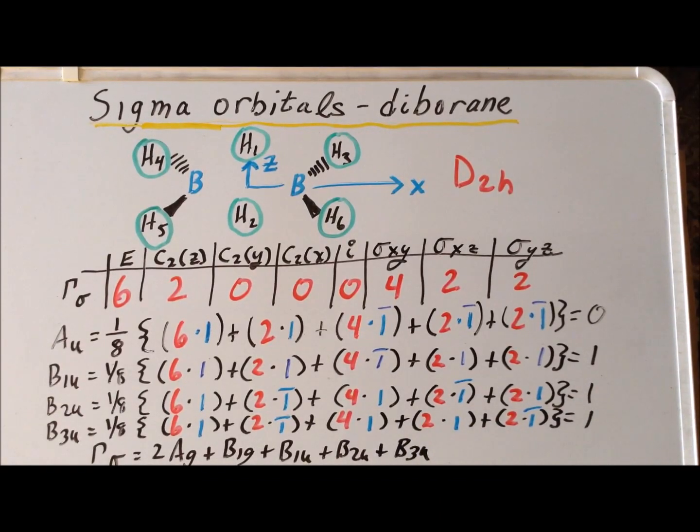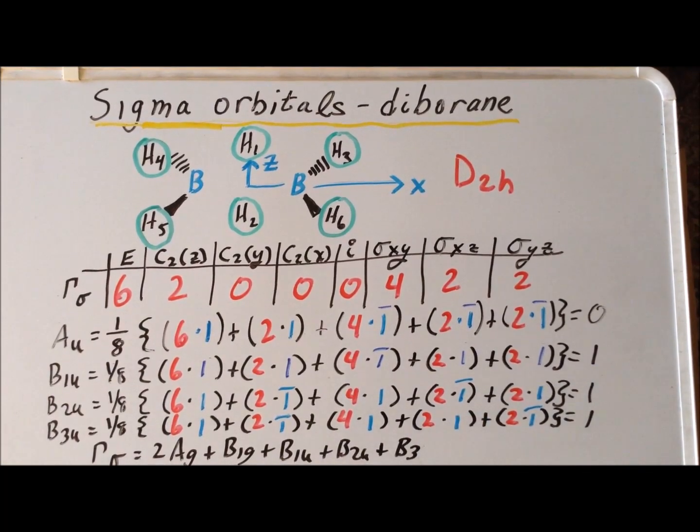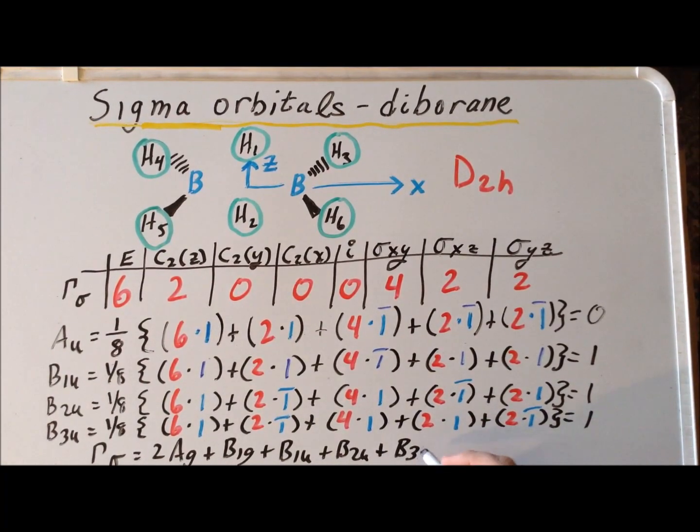And one thing to notice is that since we started with 6 atomic orbitals on hydrogen, we must end up with 6 molecular group orbitals. And we notice that if we add these up, we have 2 plus 1 plus 1 plus 1 plus 1, we get a total of 6. So that's important to make sure that those numbers agree. If we get different values, that means that we've made an error someplace.